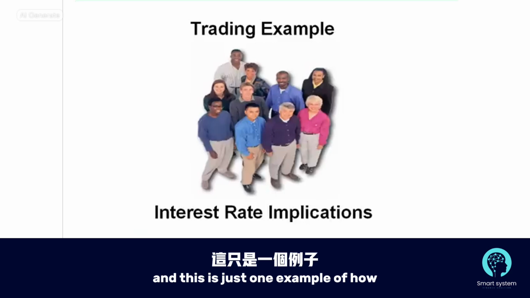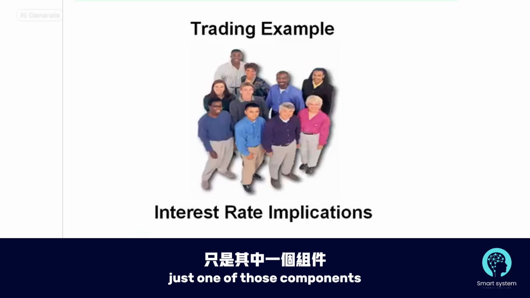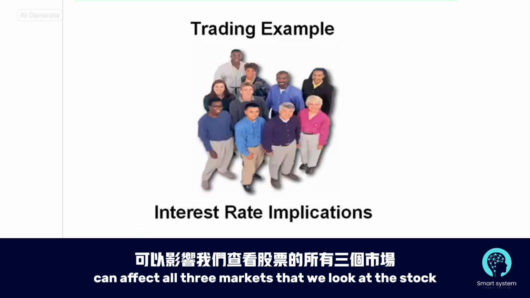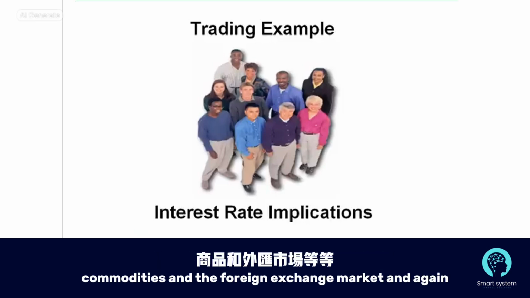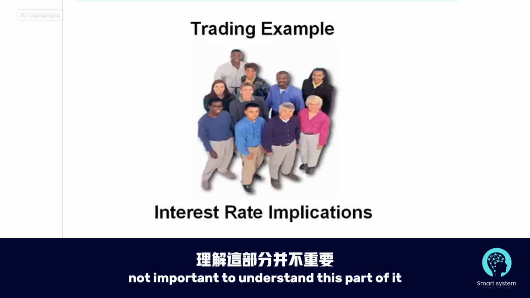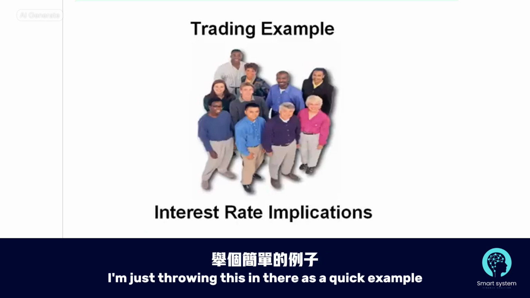And this is just one example of how just one of those components can affect all three markets that we look at: the stock, commodities, and the foreign exchange market. And again, it's not important to understand this part of it. I'm just throwing this in there as a quick example.